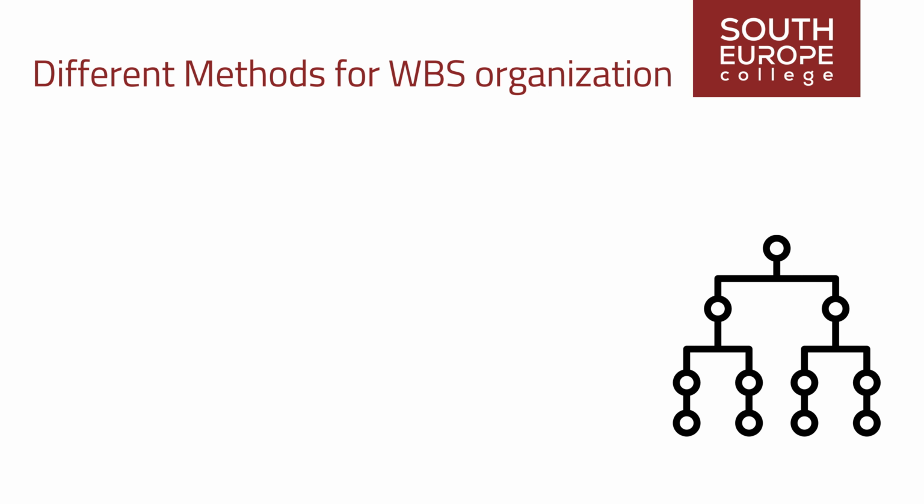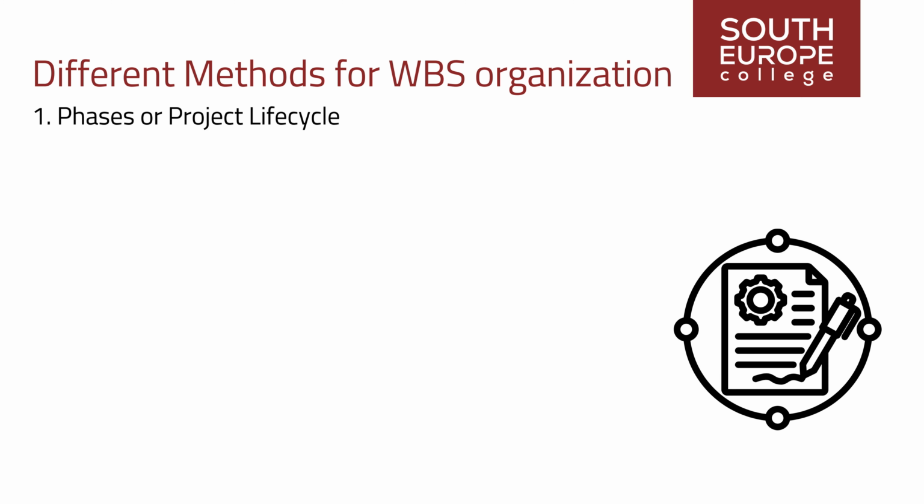While organizing the work breakdown structure, WBS, by deliverables in what is called a deliverable-oriented WBS is the most common way to organize the WBS, there are many other methods to organize the WBS as follows. 1. Phases or project lifecycle. Organize the WBS based on the different phases or stages of the project. This could include initiation, planning, execution, monitoring and controlling, and closure. Each phase can then be broken down into more detailed deliverables.